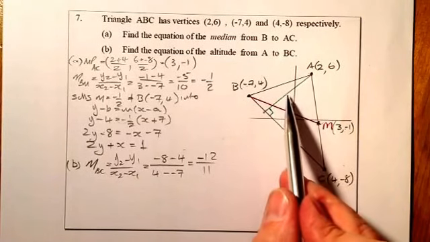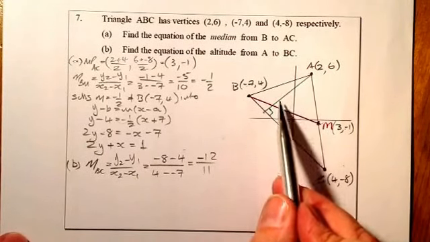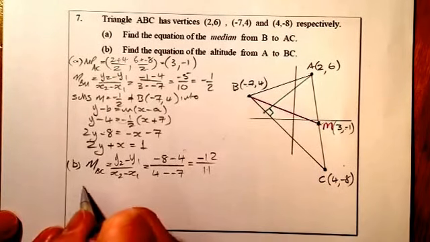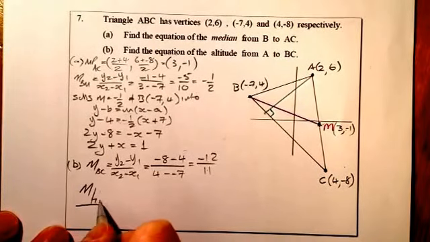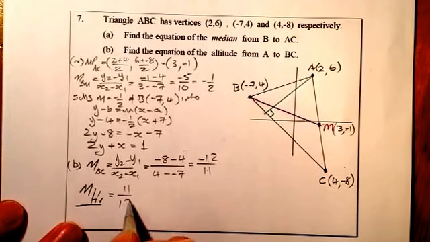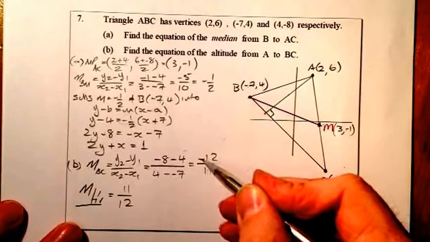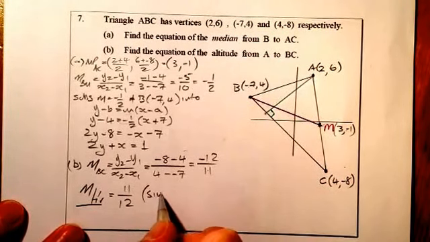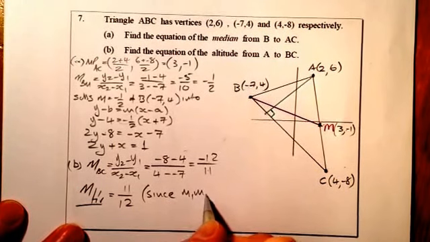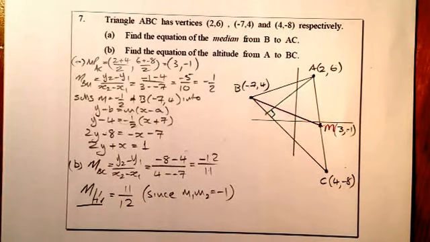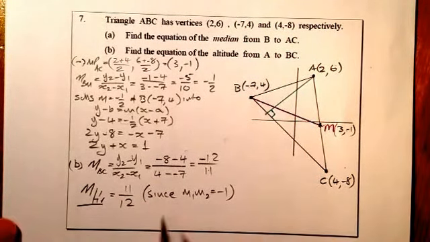So to get the gradient of this line here, the altitude, I'm just going to flip that over, and what I'll get is the gradient of the perpendicular to BC is going to be equal to 11 over 12. So I'm just flipping it over and changing the sign to a positive. Or I can work it out through calculation, which would be multiply gradients together, and I would always get minus 1 for perpendicular lines.